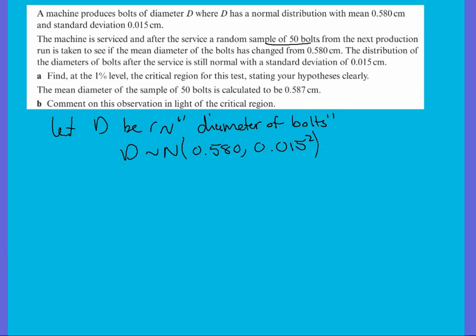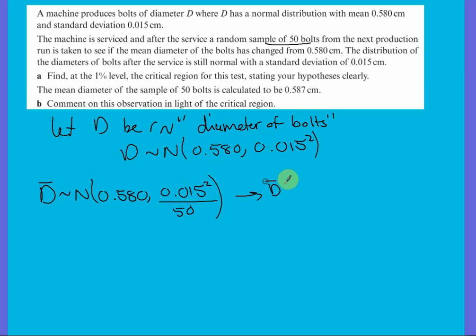So talking about samples, I'm already thinking I need to go sample means. Let's just do that now. So the sample mean is distributed normally. This is going to stay the same, but now we're going to go 0.015 squared. We're going to divide that variance by the sample size. And when we do that, this is now the variance.